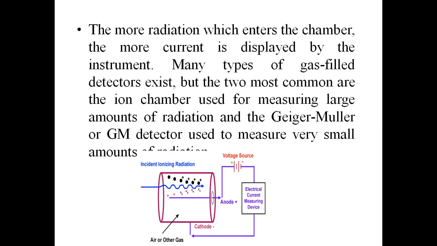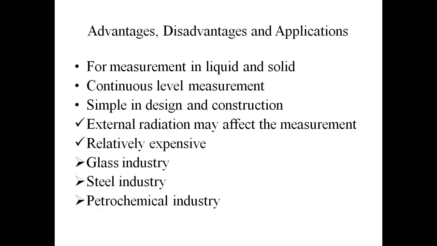Many types of gas filled detectors exist, but the two most common are the ion chamber, used for measuring large amounts of radiation, and the GM detector, used to measure very small amounts of radiation.